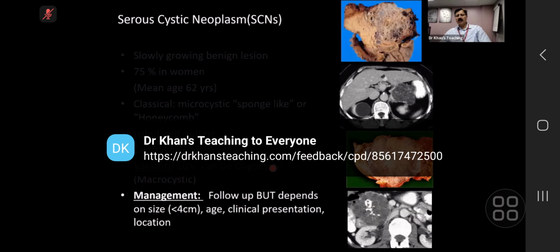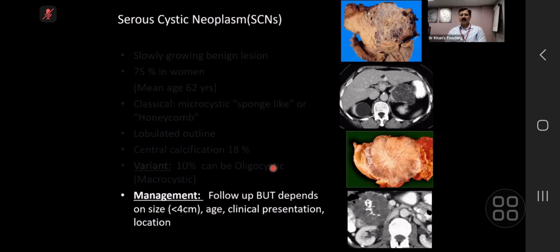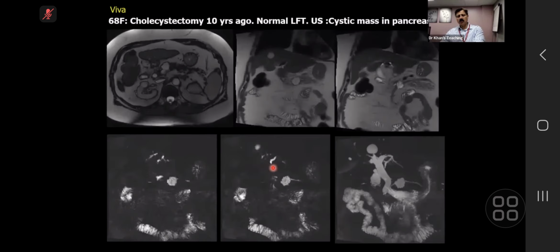What is the management? Usually we do follow-up scans for these patients, but of course it all depends on anatomy. If it is more than about 4 centimeters, depending on the clinical presentation and the location, we might do surgery. But remember that there is no malignant potential.